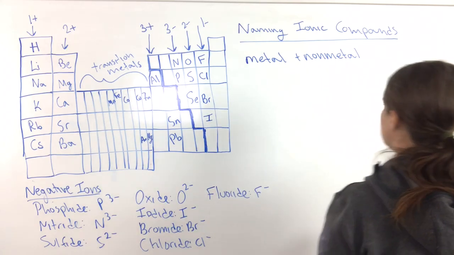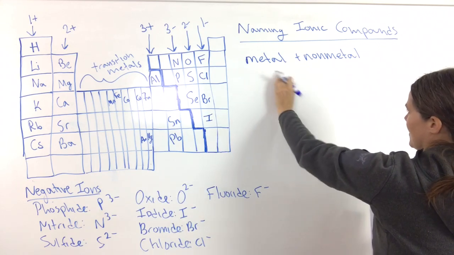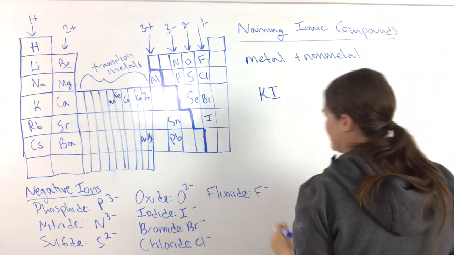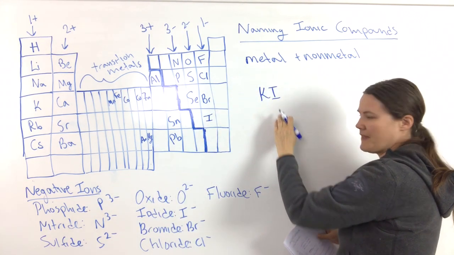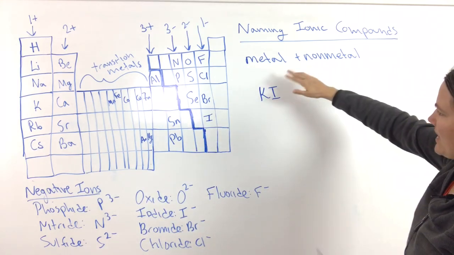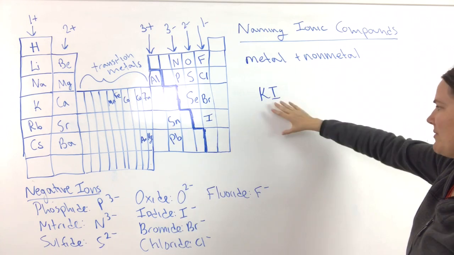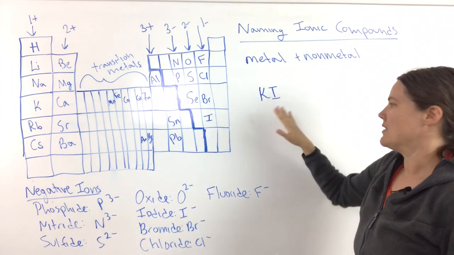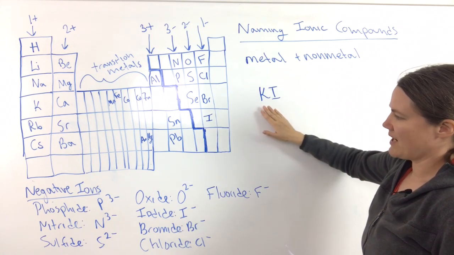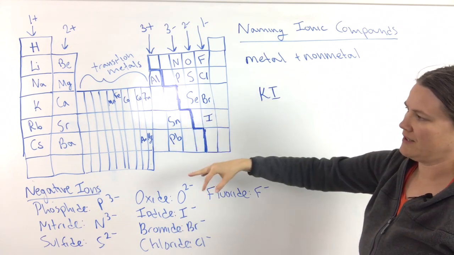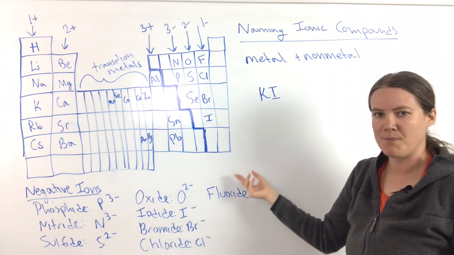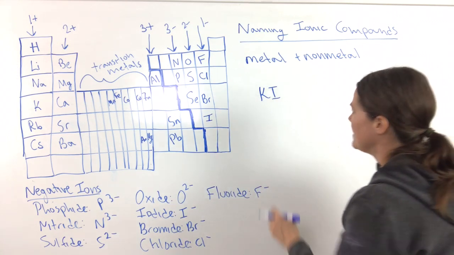And so the first thing you want to do is look at this compound first. So we have potassium and we have iodine. The first step in figuring out how to name this is to figure out if this is an ionic bond or a covalent bond. To figure that out, we need to determine if we have a metal and a nonmetal, or two nonmetals. Because remember, if you have two nonmetals, that forms a covalent bond.